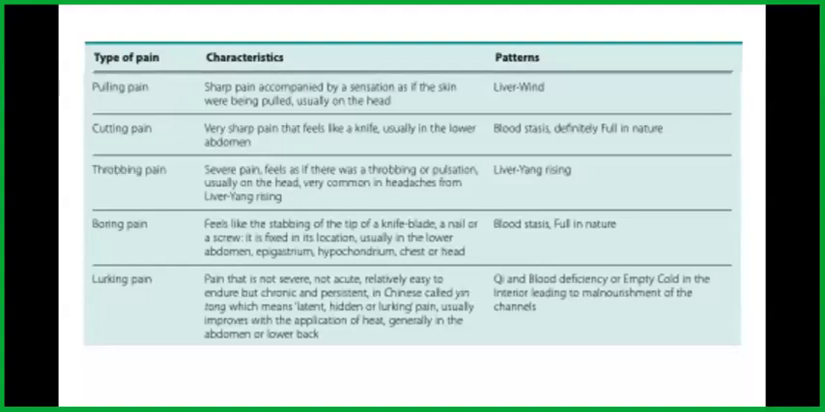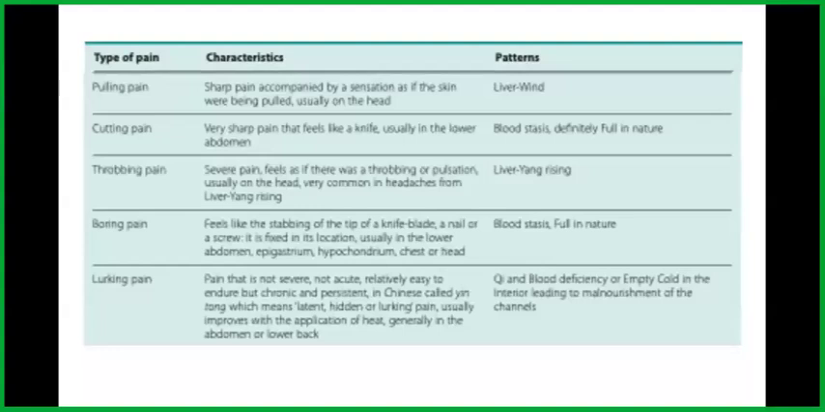The next type of pain is throbbing. That throbbing pain is a severe pain. It feels as if there was a throbbing or pulsation, usually on the head, very common in headaches from liver yang rising. Next is the boring pain. It feels like the stabbing of the tip of a knife blade, a nail, or a screw. It is fixed in its location and usually in the lower abdomen, epigastrium, hypochondrium, chest, or head. That is a pattern of blood stasis that is full in nature.